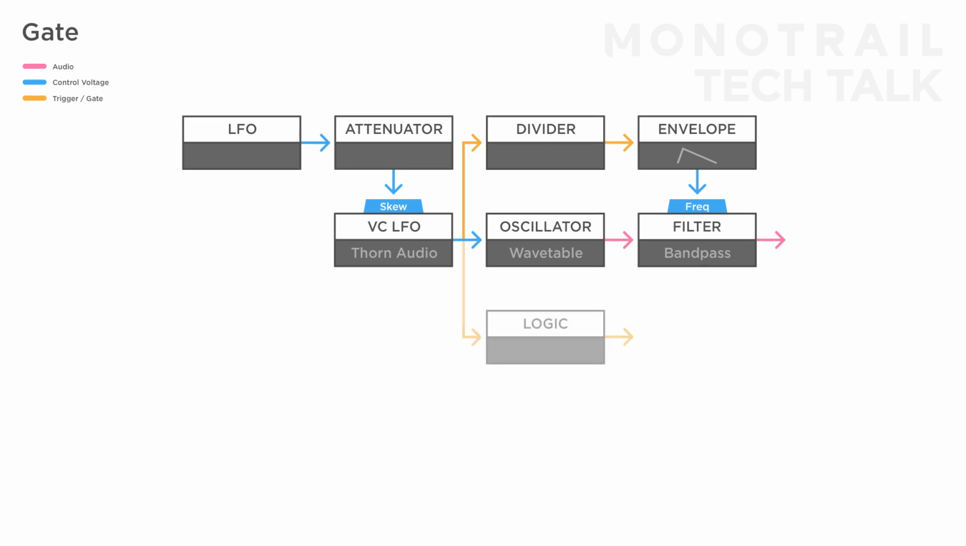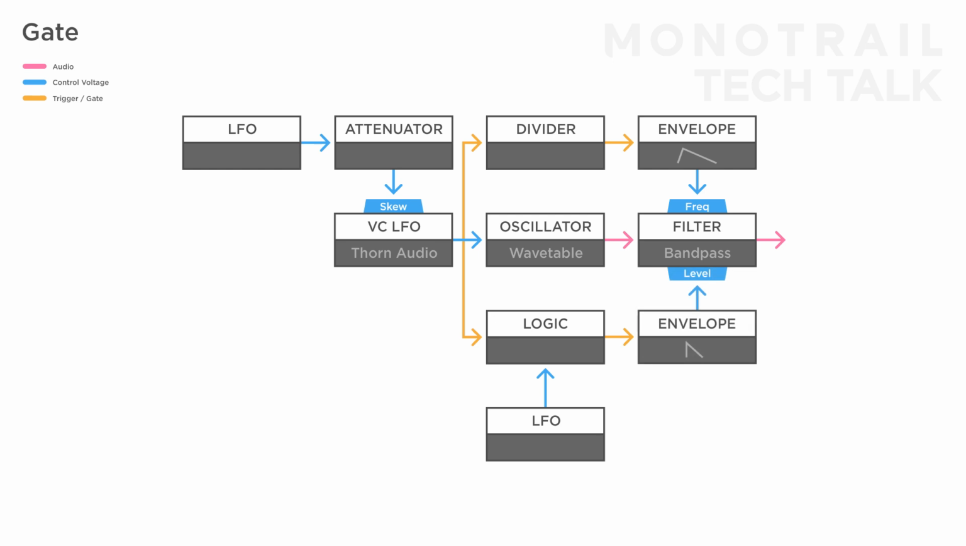And another copy of the gate is used in the logic module. Another LFO is determining whether the gate passes on to another short plucky envelope, controlling the gain of the bandpass filter.